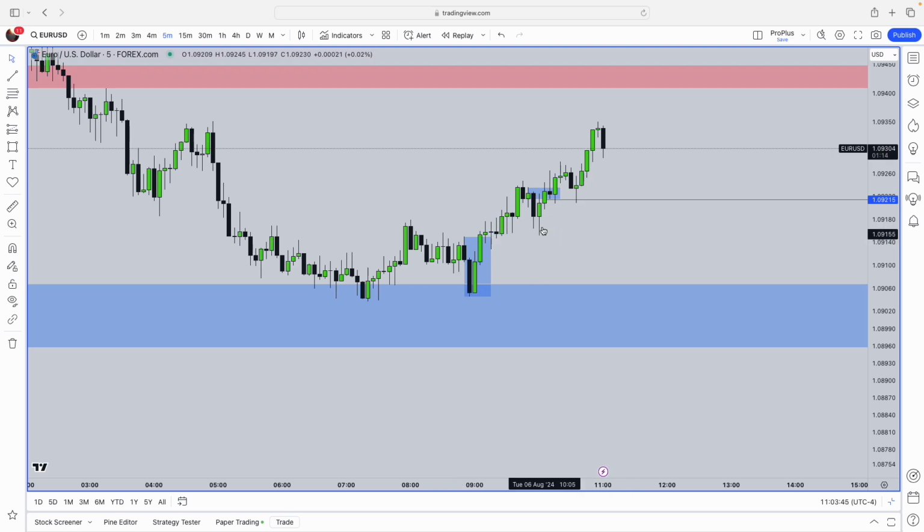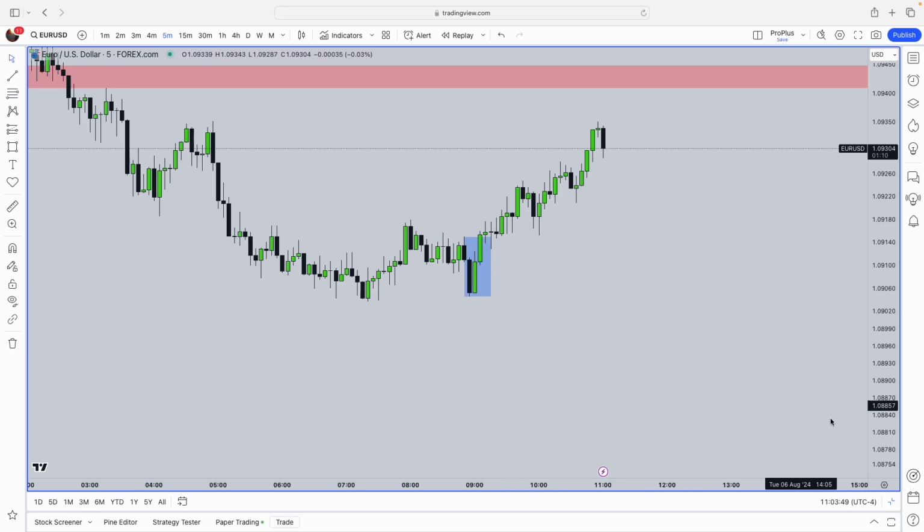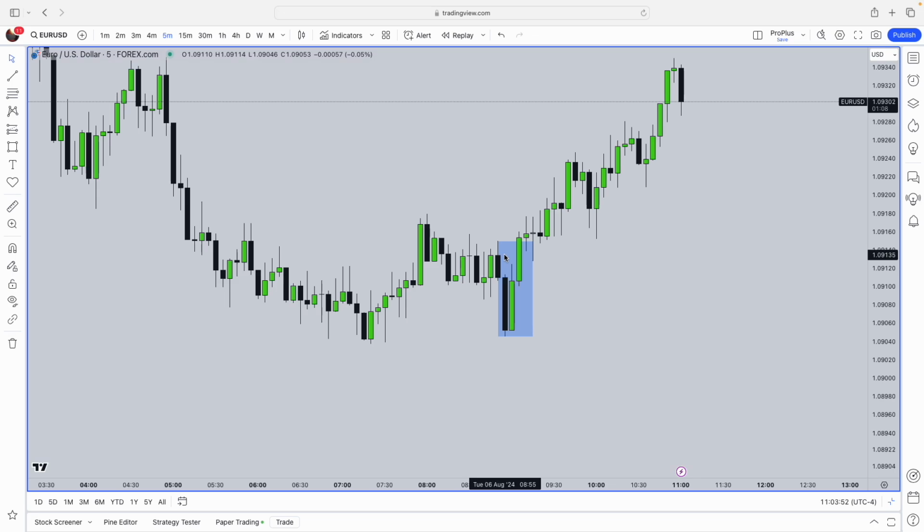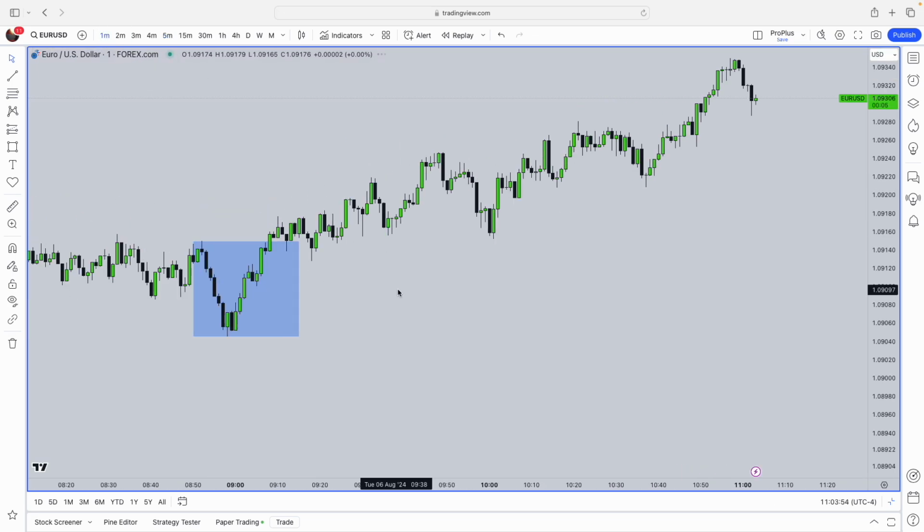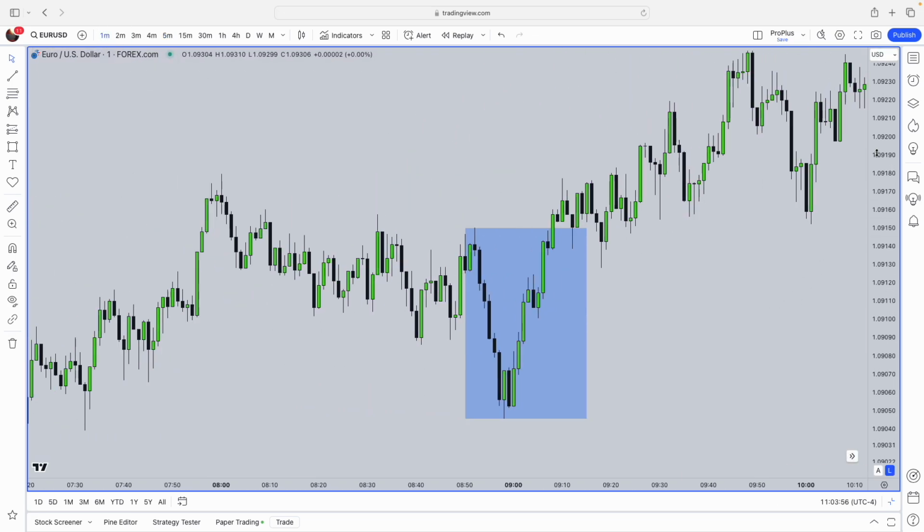Let's just delete this for now. Okay, so this is the BISI here. I'm just going to delete that. So this 5 minute order block here, draw that across, and go into the 1 minute time frame. Now we're just looking for the low and a high.